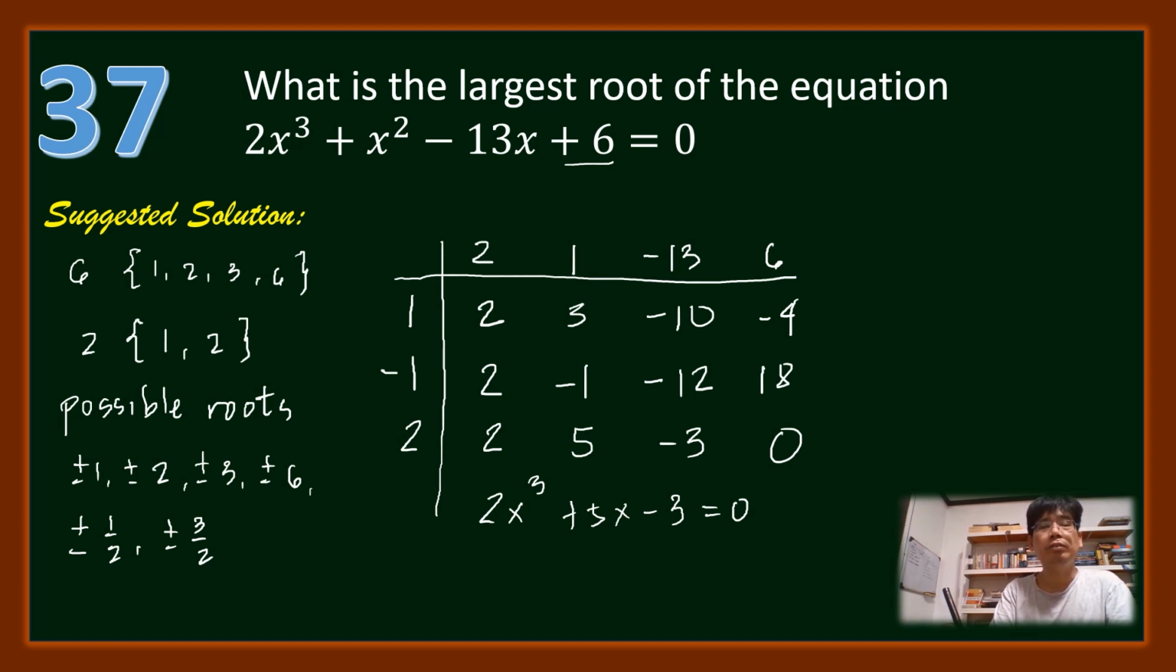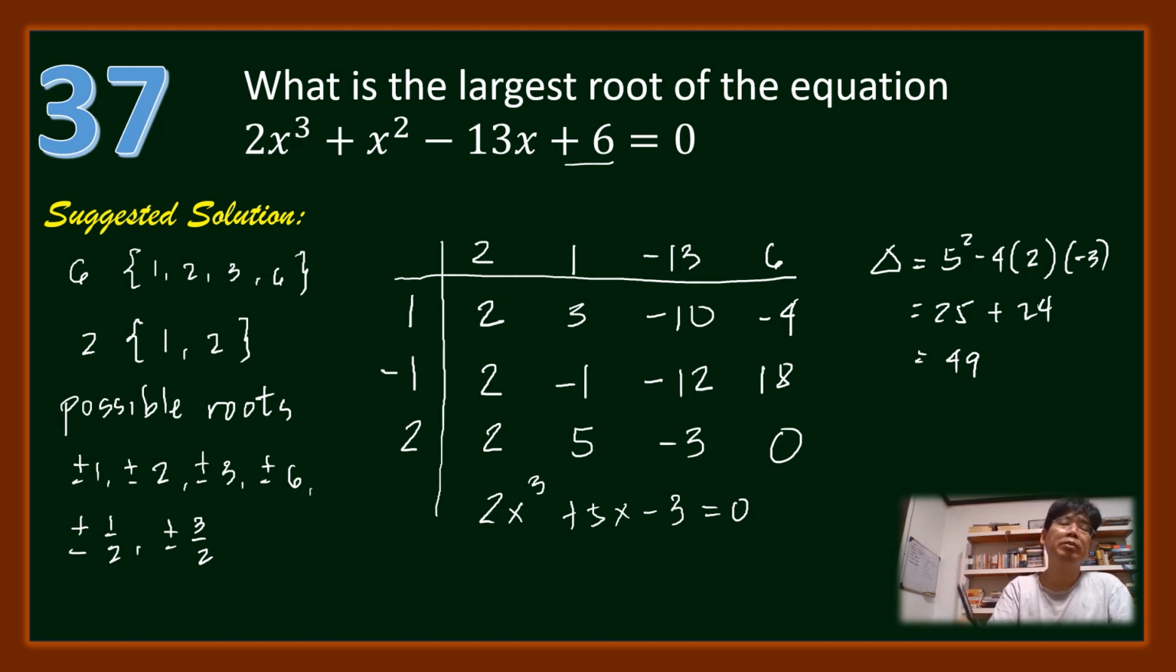Let us try to get the discriminant of this quadratic equation to know whether it still has rational roots. That's b squared minus 4 times a, the coefficient of the leading term, times negative 3. So we have 25 plus 24. This is 49, a perfect square. Hence, 2x squared plus 5x minus 3 has rational roots.